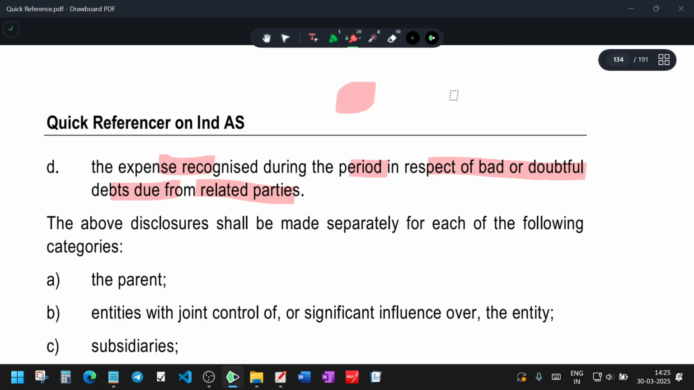So what is a doubtful debt? What is outstanding? Everything should be disclosed, and if they have cleared any bad debt, they should say what bad debt was cleared, what is outstanding, and how long it has been outstanding in the books. Everything should be there.